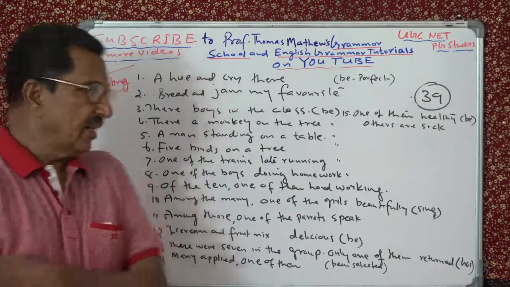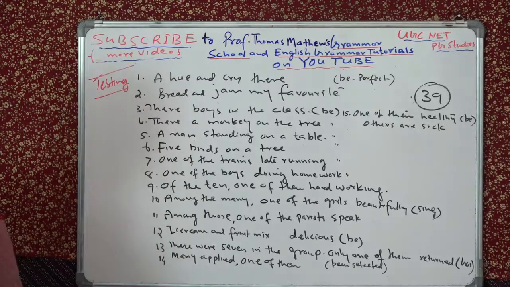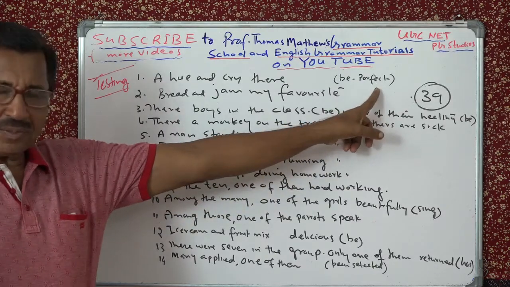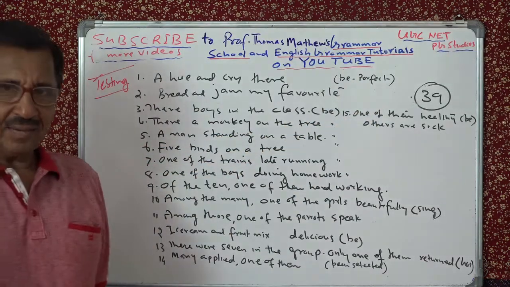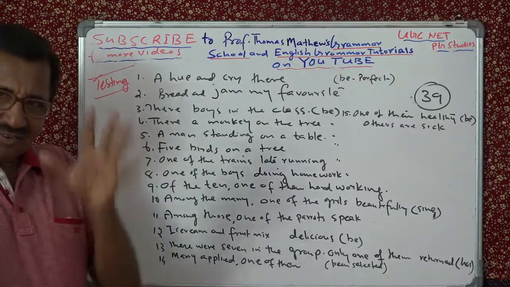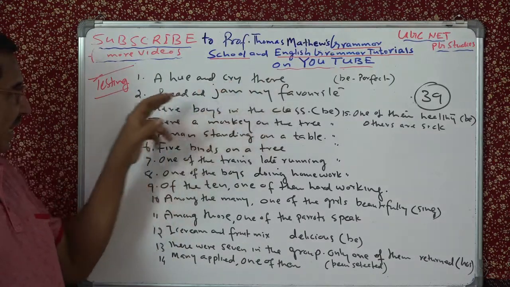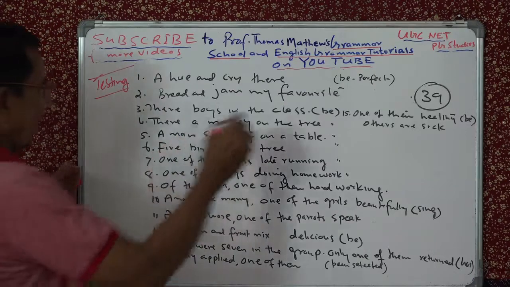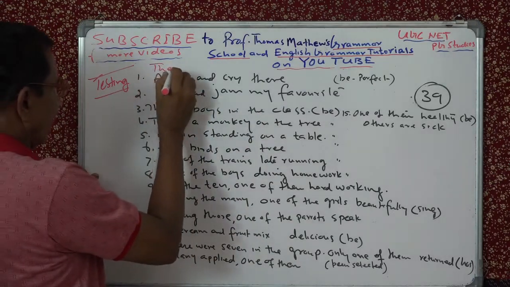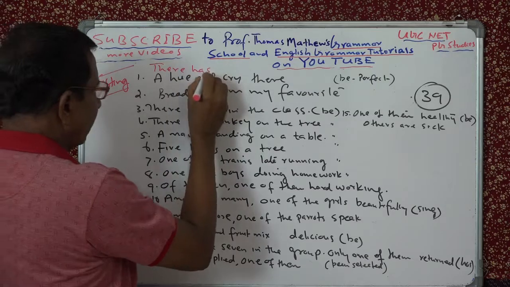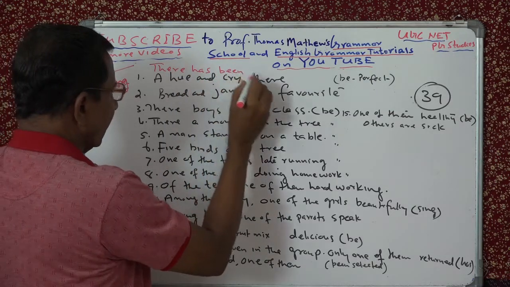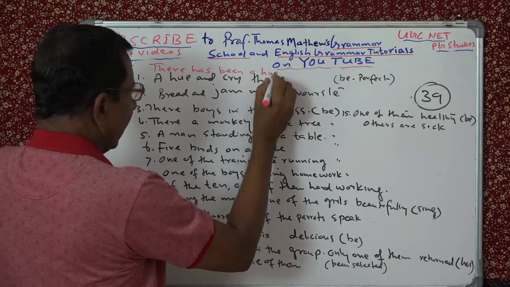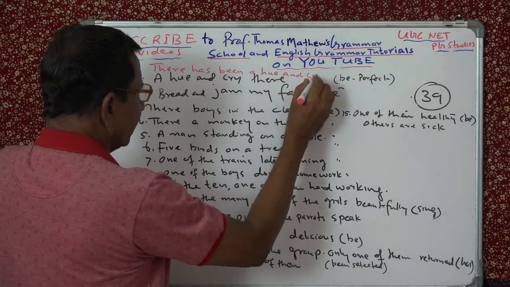Let's begin. Okay. Here you have a hue and cry there. So you have to use the present perfect form of be. Come on, how will you complete it? And put it in the right order also. You will say, there has been a hue and cry. There, you start with there has been, there is present perfect. There has been a hue and cry. So that will be the answer.